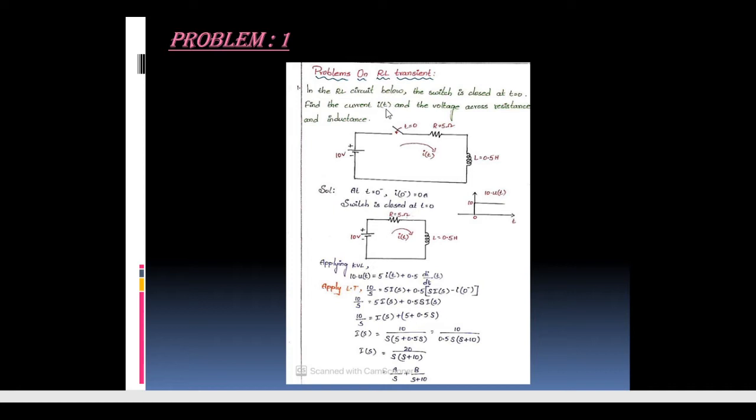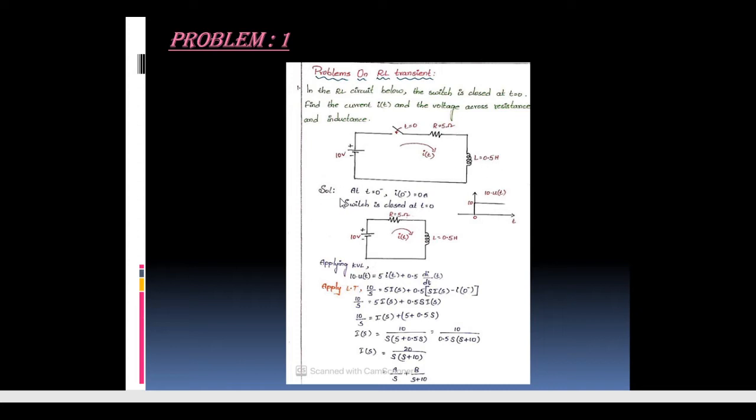One is I of t, the current which is flowing inside the loop, and the voltage across the resistance as well as the inductance we need to find. So this is the circuit which is given, which has a 10 volt battery, and the switch is open at the initial condition and closed at t equal to 0, and the resistance is given as 5 ohms and the inductance is given as 0.5 Henry.